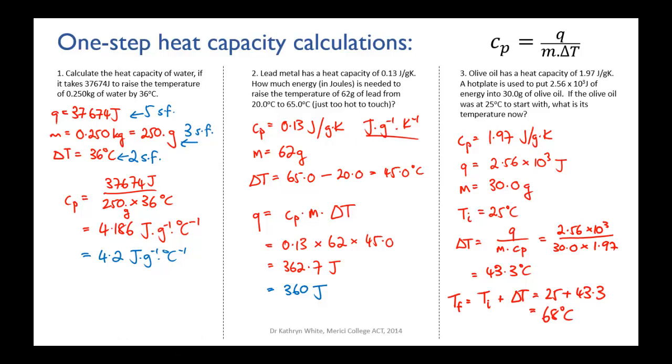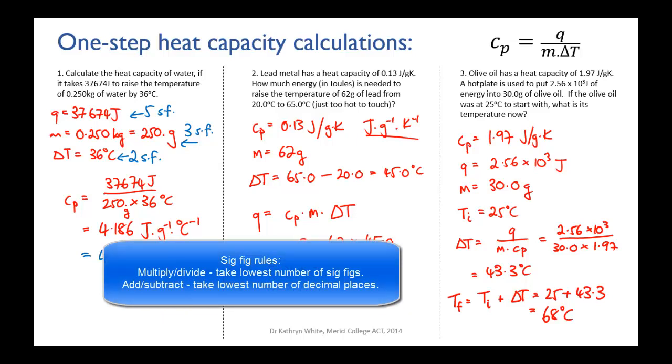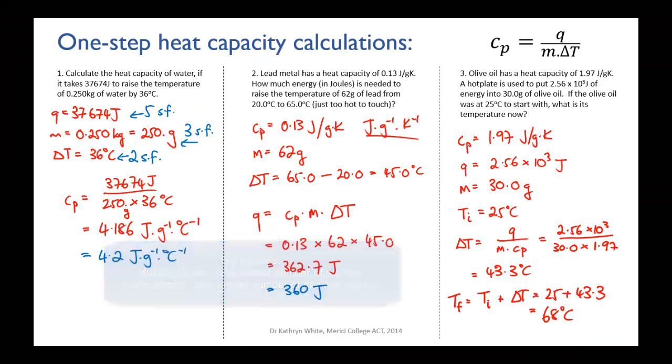Recall your significant figure rules for when you're adding. When you're adding or subtracting, the thing that you're looking for is the number with the lowest number of decimal places, and that's what tells you how to write your answer. Okay, in the next video, I'll go through a couple of slightly more complicated examples using the heat capacity equation. But this shows you how to use it for the most basic kind of calculations.